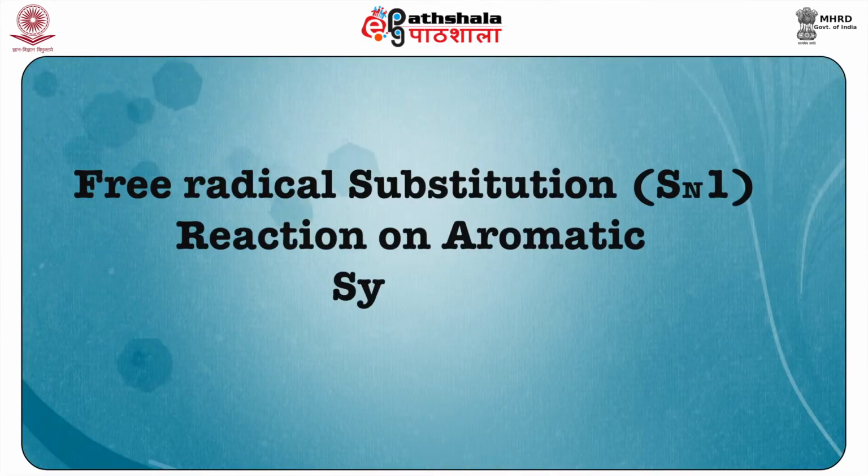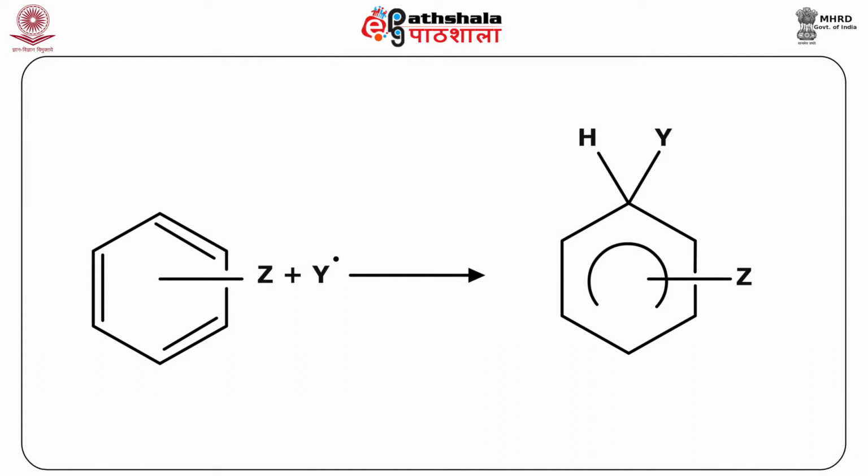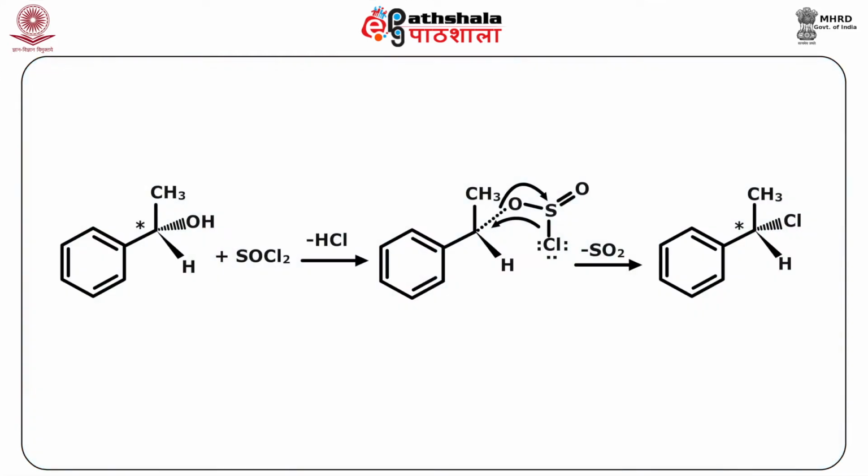Free radical substitution, SN1 reaction on aromatic system. Free radical substitution at an aromatic carbon seldom takes place by a mechanism in which the hydrogen is abstracted to give an aryl radical. Usually, the mechanism is similar to that of aromatic electrophilic and nucleophilic substitutions. For example, in the reaction of thionyl chloride with optically active alcohol, the first step is the same as SN1 ionization, in which the leaving group and the residue dissociate and form a tight ion pair.